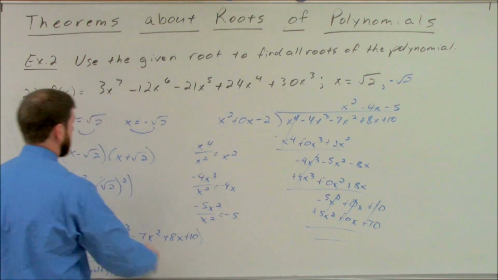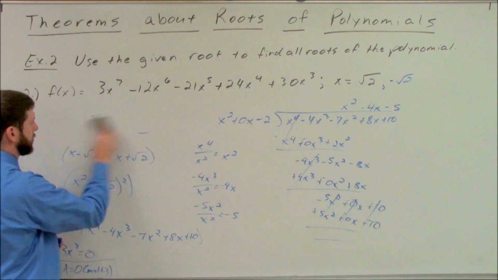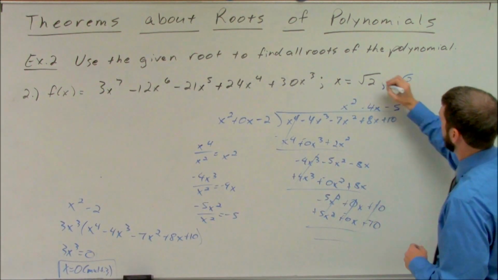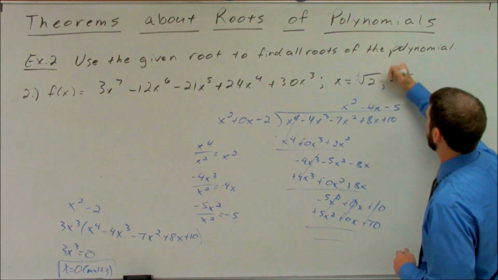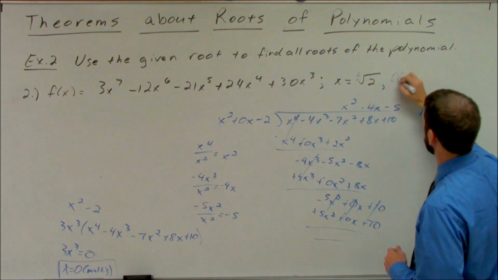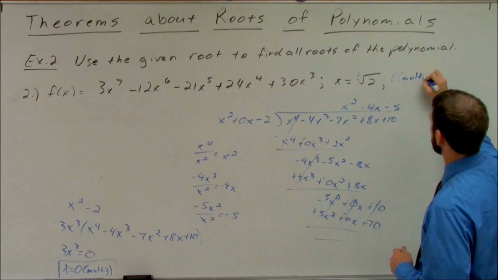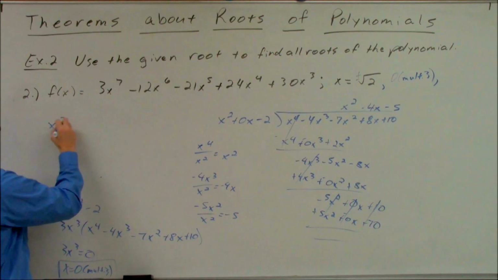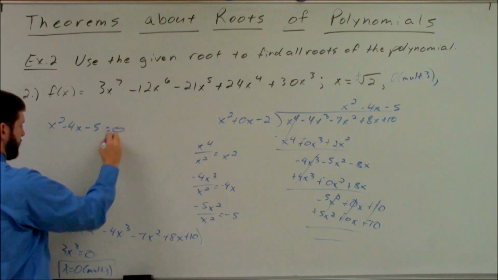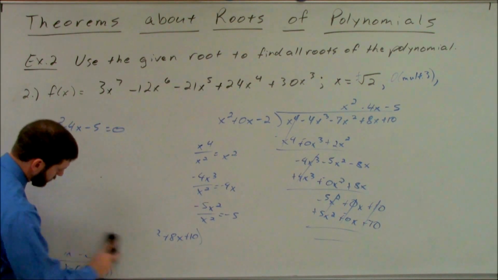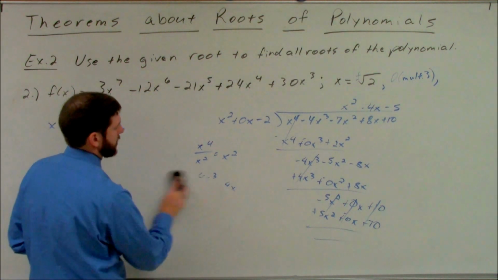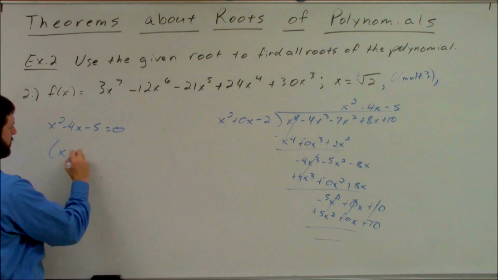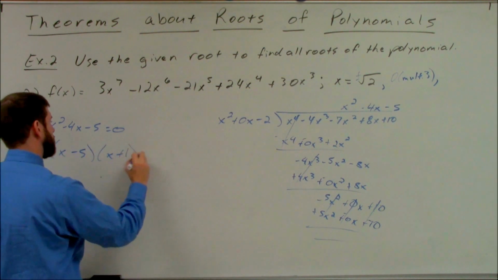Now we just set that remaining quadratic equal to 0. Let's go ahead and write this one up here. All right, so we've got plus or minus square root of 2. We've got 0, multiplicity of 3, and let's see what else we're left with. X squared minus 4x minus 5 equals 0. This is quadratic. We know we solve quadratics either by quadratic formula or factoring. This one should factor into x minus 5, x plus 1.